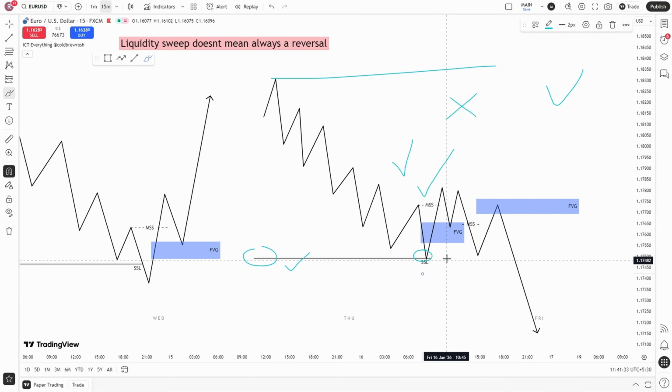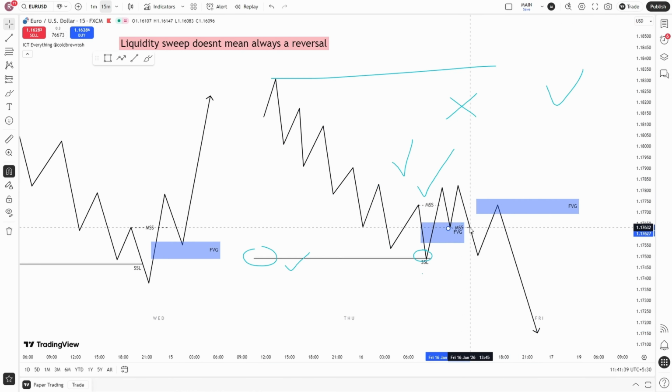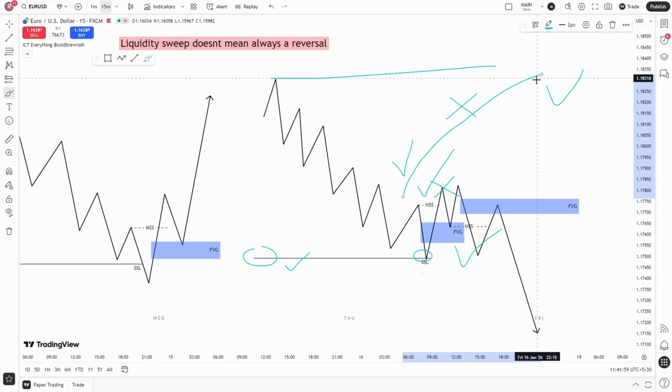As price continues, it takes this high. And at this point, the market reveals its true intent. We get a structure shift in the opposite direction, a bearish structure shift. And this time, notice the difference. This move comes with clean displacement. Price moves away decisively. There is no hesitation. There is no overlap. An imbalance is created.